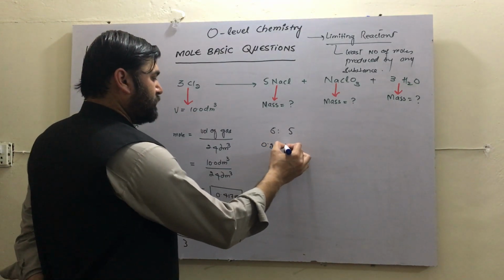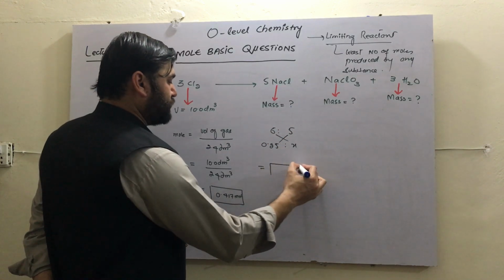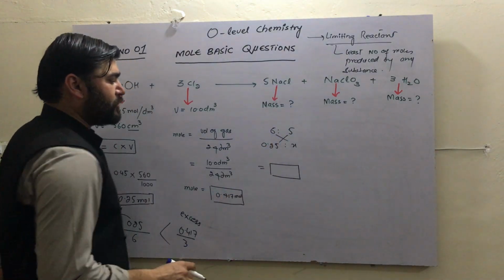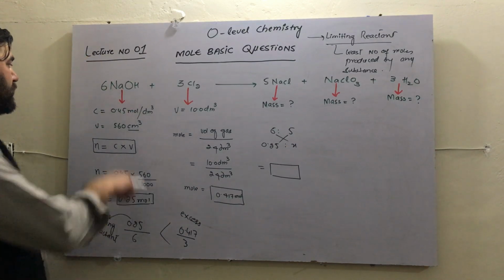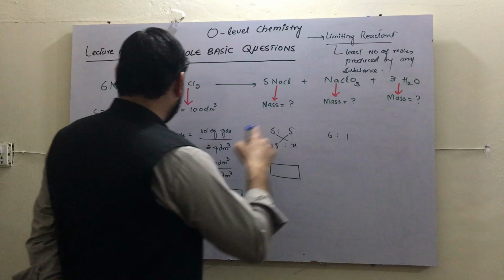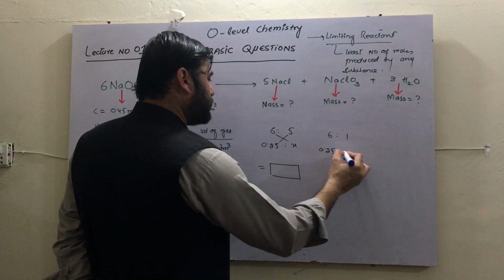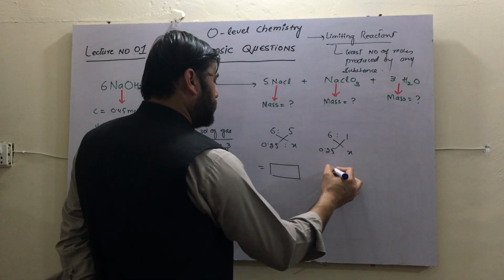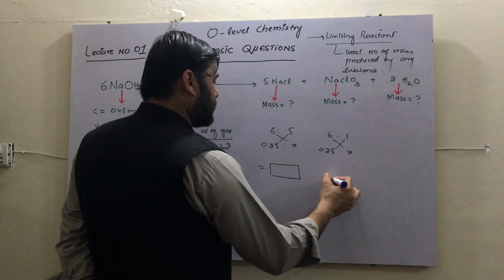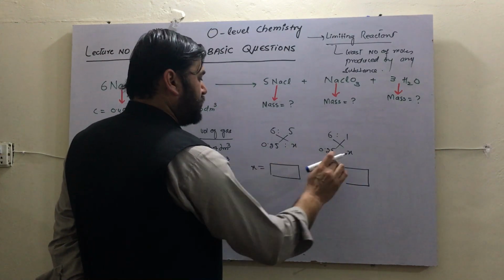0.25 ratio x. So just cross multiply, we will get the answer. Now see, again here 6 and 1, we are comparing 6 ratio 1, and here the number of mole is 0.25 for the limiting reactant, and x multiply. So here we will find out the number of mole of this.